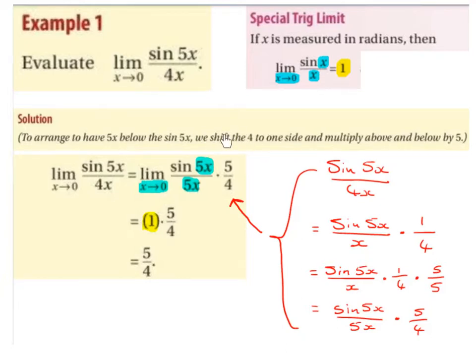So although it's important to know where this came from, really what we did was we just shifted the 4 to one side. So we basically just brought the 4 outside. We brought it over here as the denominator of our second fraction, and we multiplied above and below by 5. So we stuck a 5 on to the x, and we stuck a 5 over the 4. So that's the shortcut to doing it.